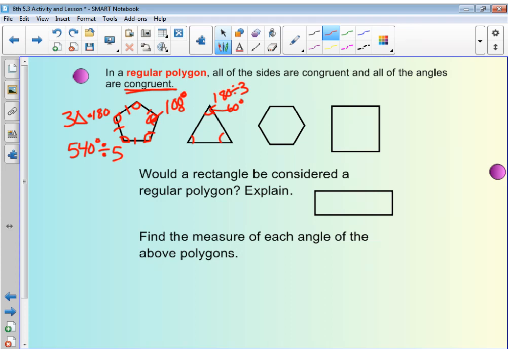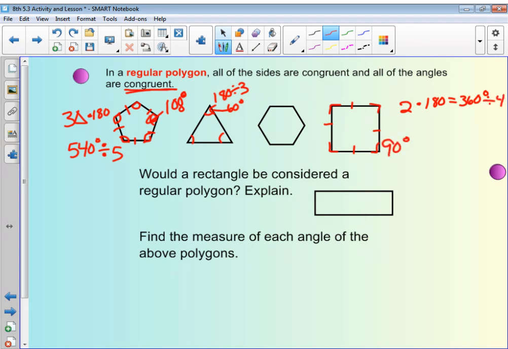Okay, so let's do the square that's there. If I do the square, well, we've got 4 sides. So we've got 4 minus 2 gives us 2 triangles in there, times the 180 gives us 360 degrees. Now if we divide that by the 4 angles that are there, so divide by 4, that gives us 90 degrees.